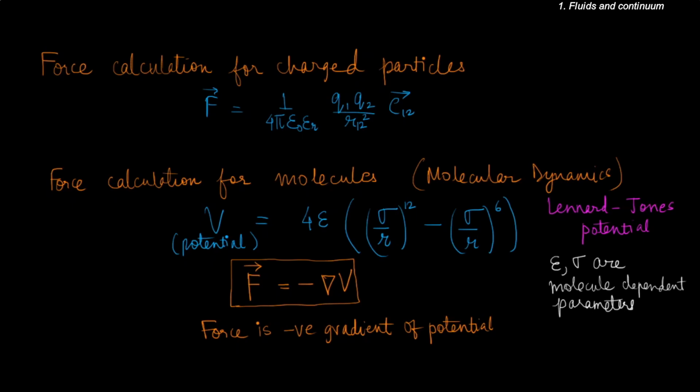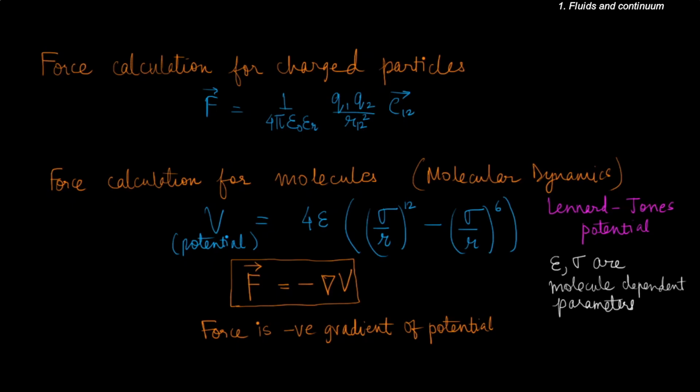The force for charged particles is evaluated as 1 upon 4 pi epsilon, q1 q2 upon r12 square, and this is the famous Coulomb's law. In the case of molecules, all the interactions are built in a certain kind of potential. This potential is called the Lennard-Jones potential, and this is popularly used in molecular dynamics.